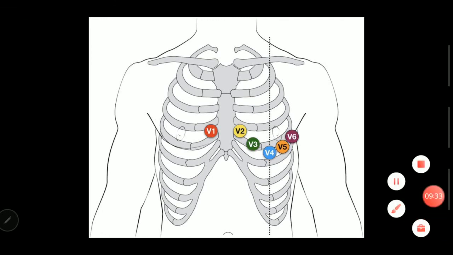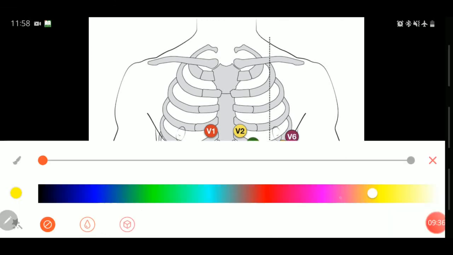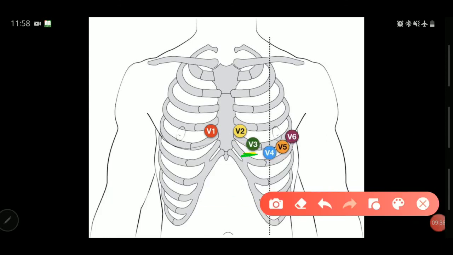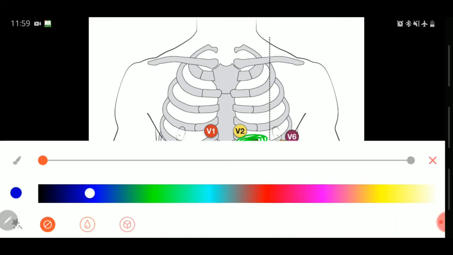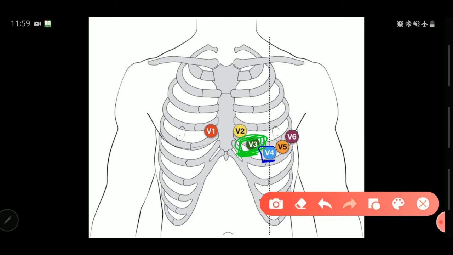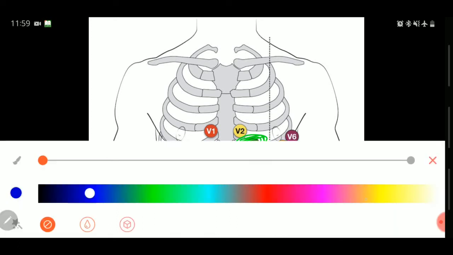Okay, sometimes when you look for the V number 3, you don't see V number 3, so you have to look for the green color and put the green color at the position of the V number 3. Sometimes also you don't find V number 4, which you have to put the blue color or the blue electrode on the position of the V number 4. So V number 4 is related to the blue color.